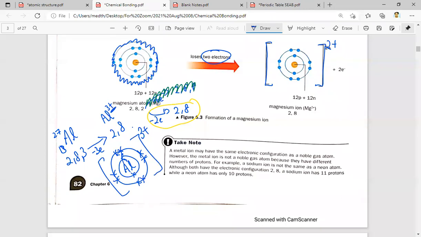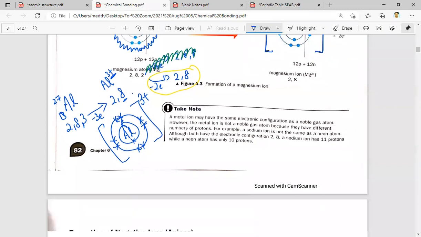So why do atoms undergo bonding? Back to the original idea, they want to have their valence shell fully filled. And they can either lose electrons or gain electrons. So for metals, they tend to lose electrons.